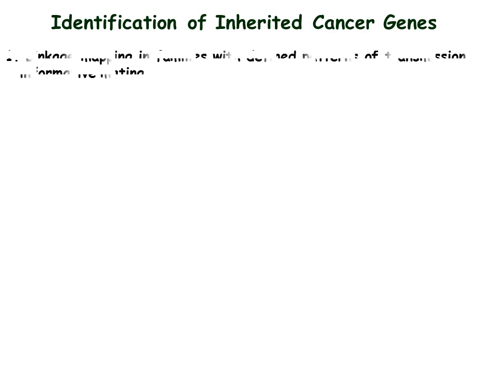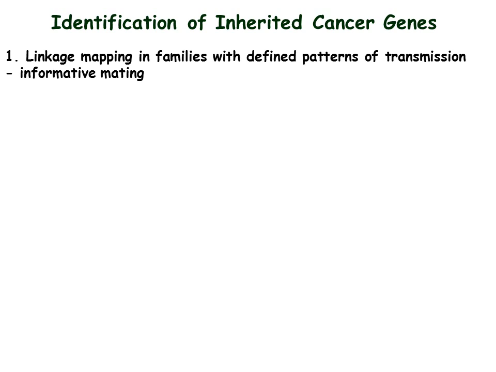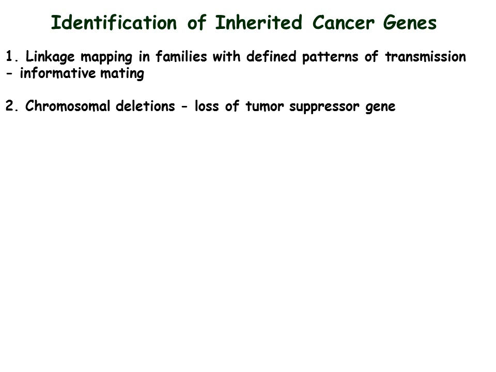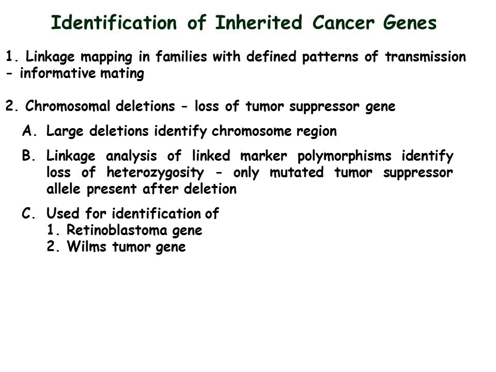So how did we go about identifying inherited cancer genes? Well, obviously linkage mapping in families was the first way, and this had to be an informative meiosis in order for us to get a handle on it, and those were kind of hard to get. Chromosomal deletions, of course, were easier to see, particularly if they're large deletions, and again, this typically would be a loss of a tumor suppressor gene. Remember, those are loss of function mutations. And if they were large deletions, they could identify the chromosome region.